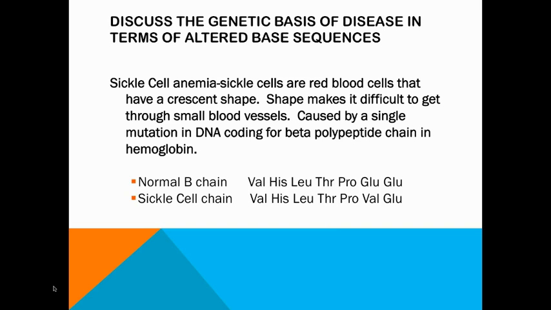Sickle cell anemia is when red blood cells have a crescent shape rather than their typical oval or circular shape. They're caused by a single mutation in DNA coding. You can see the sickle cell chain and the difference between a normal chain and when a sickle cell chain has been replaced by mutation.